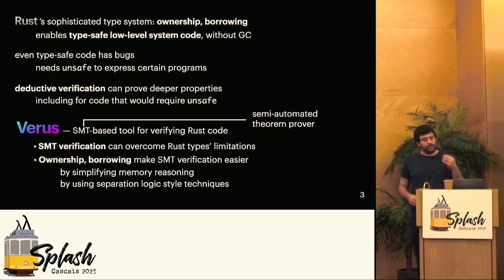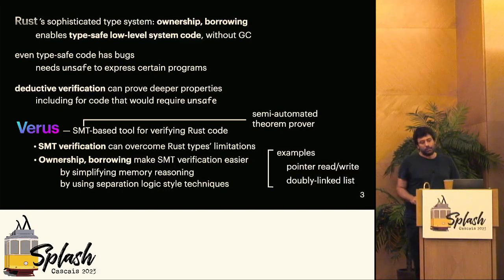And it does this in two ways. One is simplifying memory reasoning, and the other is using separation logic style techniques. We're going to go into more detail about those in the talk. We'll do this primarily by example. We'll see how to read and write from pointers in Verus, and we'll use that knowledge to build up a doubly linked list, which you may know is difficult to write in regular Rust.